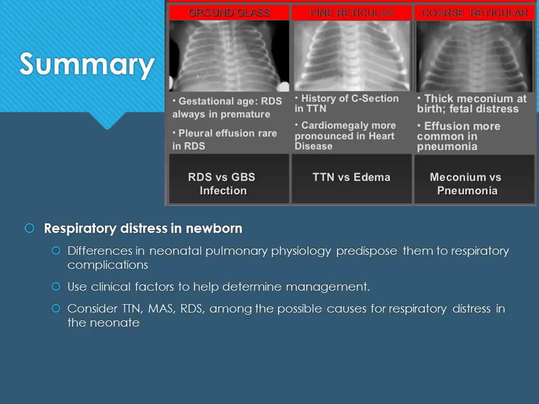The things that are most common are transient tachypnea of the newborn, meconium aspiration syndrome, and respiratory distress syndrome. They're among the possible causes for respiratory distress in the neonate. I've included some pictures across the top for you to look at so that you can compare the different x-rays of each of those.